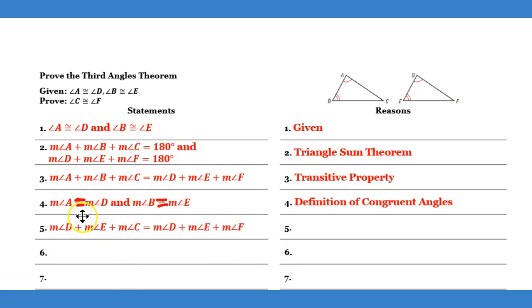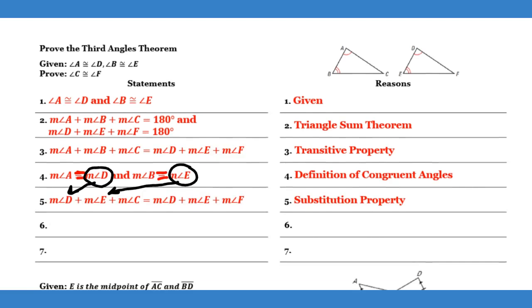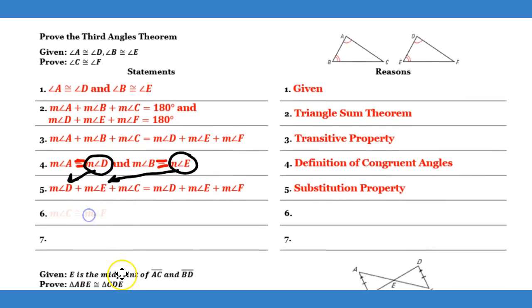So, since those are equal, that means I can take my measure of angle D, which I've got right here, and I can insert it where angle A was. So anytime I saw an angle A, I can put angle D. And anytime I saw an angle B, I can put angle E, because they're congruent. So that was substitution. I substituted D for A and E for B.